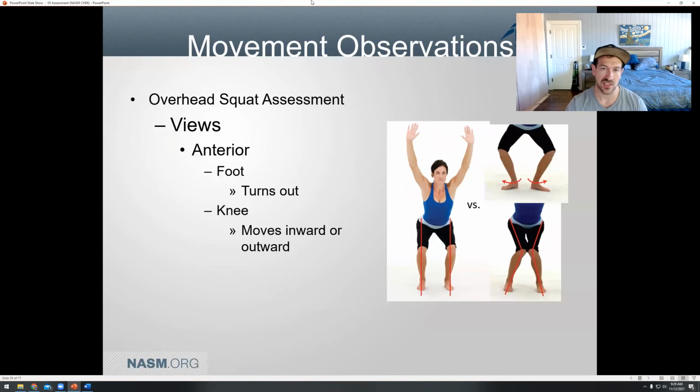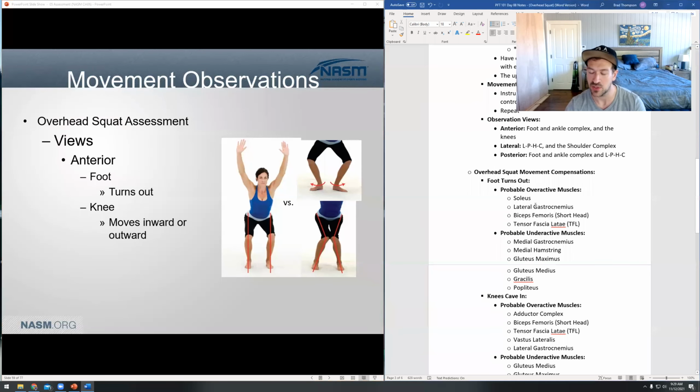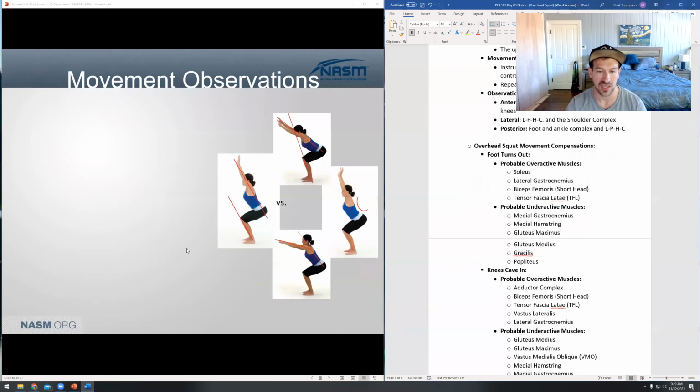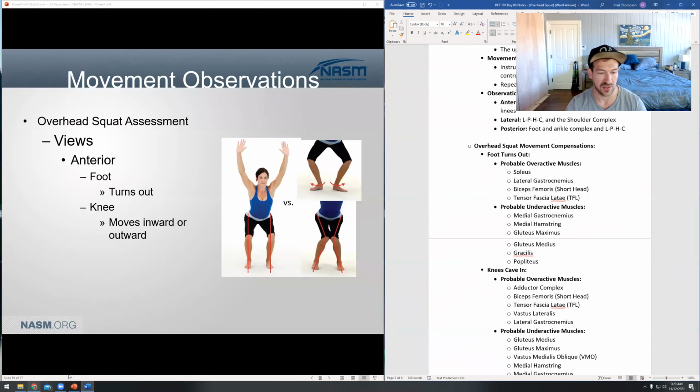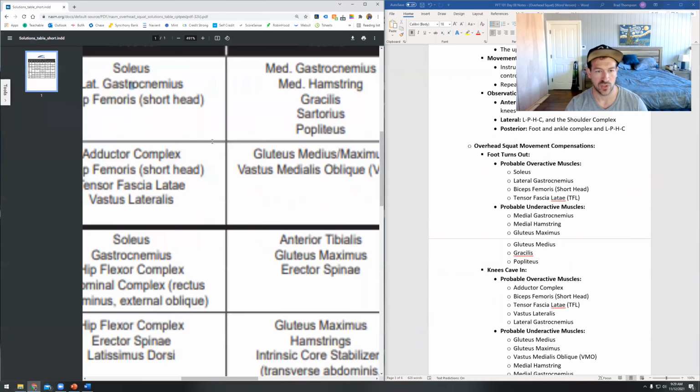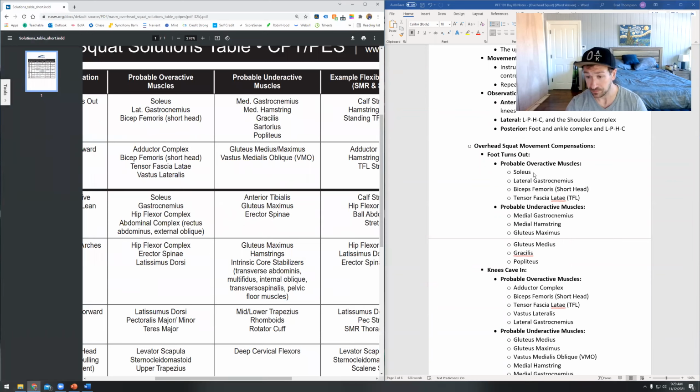So that's the one we're going to pay attention to today, which is why I have those muscles listed out here. Now, I will say I put in the list of muscles that are actually in the corrective exercise table, which over here you'll notice we see soleus, lateral side of the gastrocnemius, so the outside part of the gastrocnemius, and then the biceps femoris short head. You'll also notice that I've got the TFL listed here.